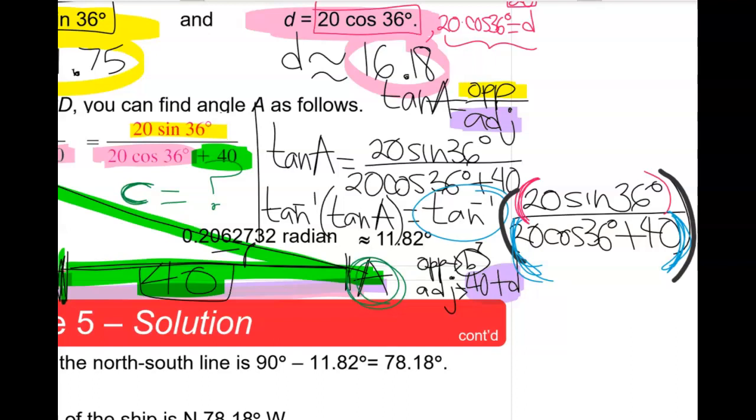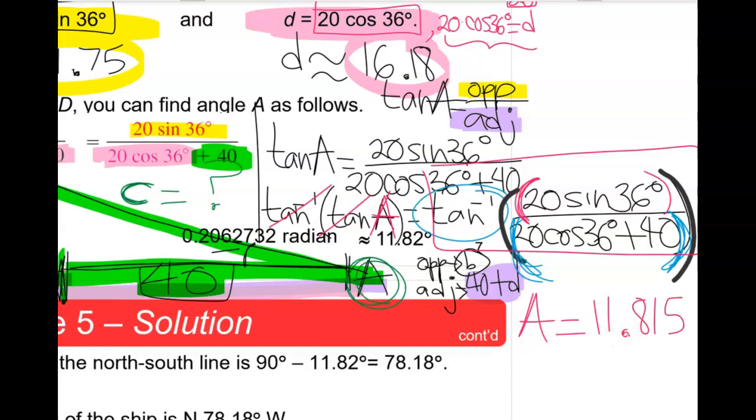So what does this mean? It means that here we can cross out tangent inverse and tangent; they cancel each other out. So then the answer here is just A. And the answer that we got from the calculator, 11.81, I believe it was a 5, we're going to go ahead and round it to 11.82. I'm just following the PowerPoint. So then we're going to say that that angle A is 11.82 degrees. Now, that is not the bearing angle.